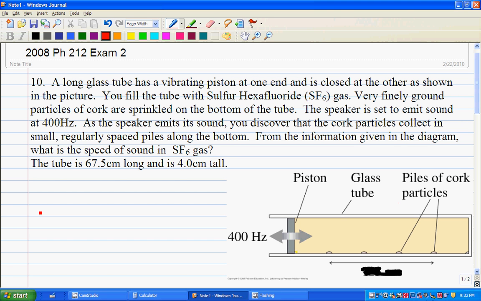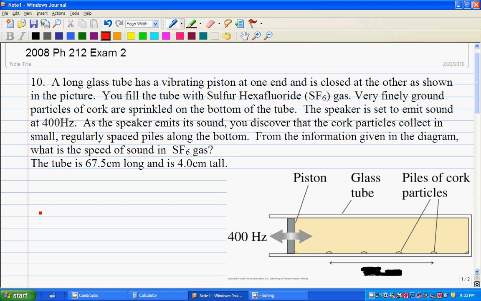You fill the tube with sulfur hexafluoride gas, and very finely ground particles of quark are sprinkled in the bottom of the tube. The speaker is set to emit a sound at 400 Hz, and as the speaker emits its sound, you discover that quark particles collect in small, regularly spaced piles along the bottom, like shown in the picture. From the information given in the diagram, what is the speed of sound in sulfur hexafluoride gas? The tube is 67.5 centimeters long and is 4 centimeters tall.